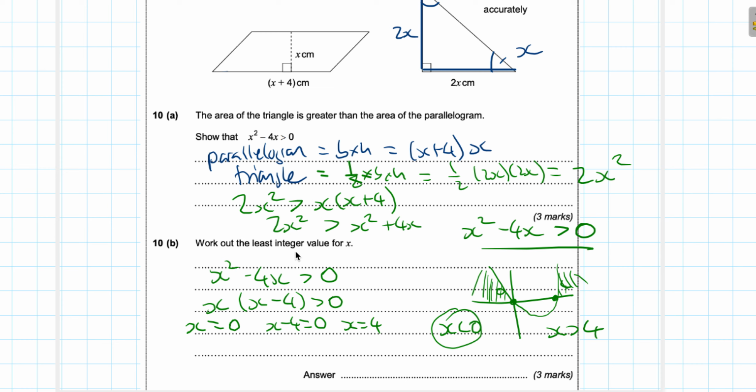Yes, you could say the least integer for x is probably minus infinity. However, you cannot have a negative x because that will give you a negative value for your length. So therefore we can rule this out straight away because it doesn't fit into our situation. It would also mean you'd have no height in your parallelogram. So therefore we have to look at this one now. It cannot be 4 because it's not equal to, so the following integer from 4 is 5. And that is how you work out your least integer value for x.